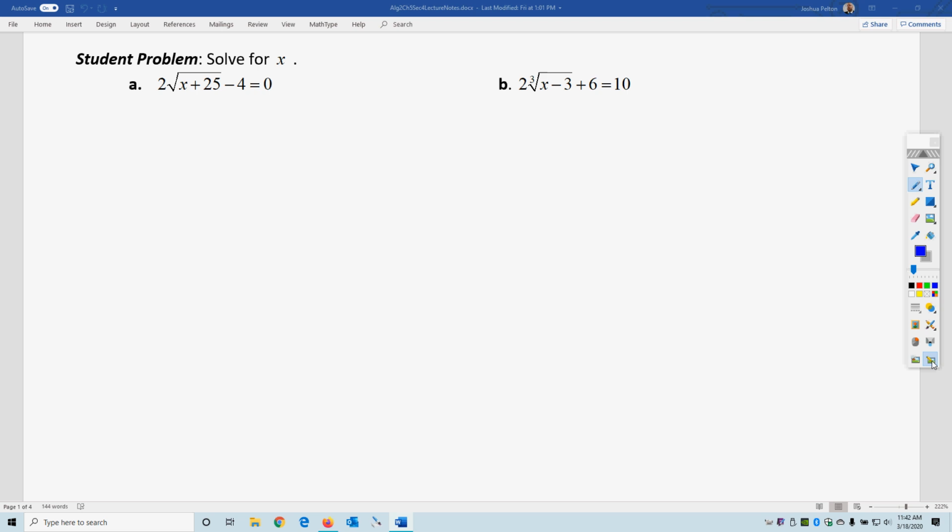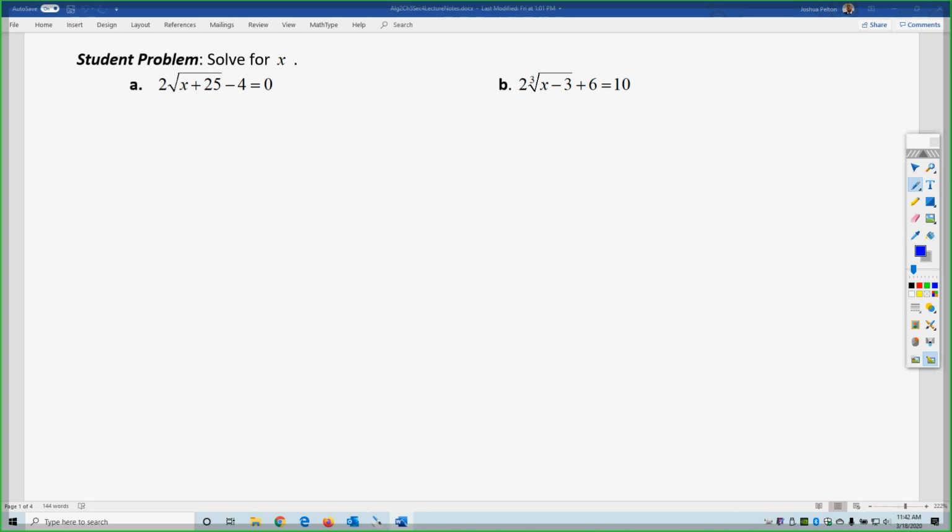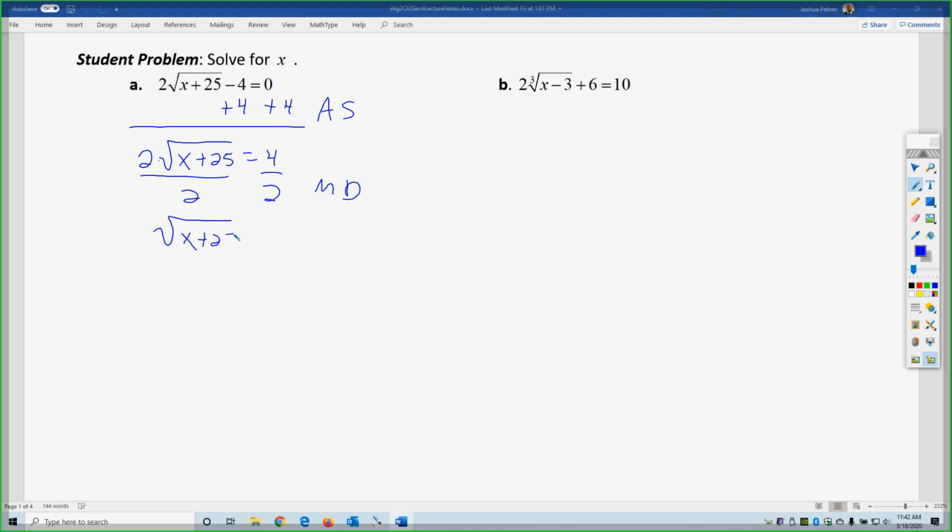Okay, let's try the student problems. Add subtract step. Whoops, didn't work there. Add subtract step. So 2 roots of x plus 25 equals 4. Multiply divide step. Divide by 2, because that's multiply. So root x plus 25 equals 2.